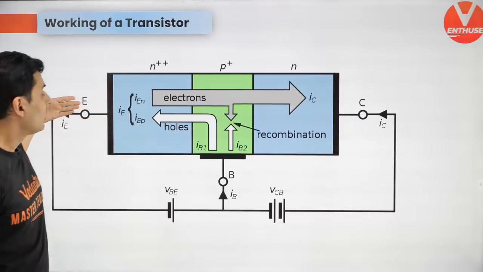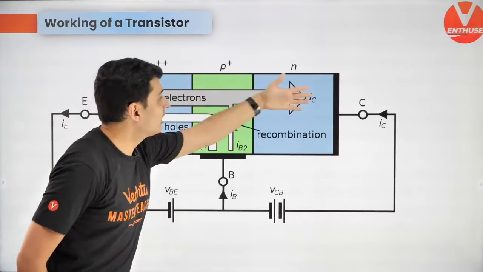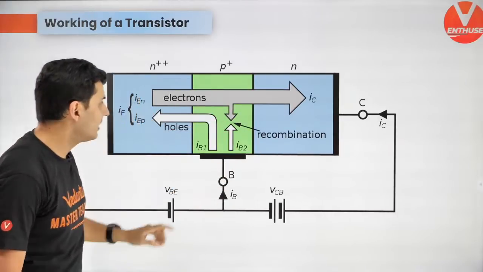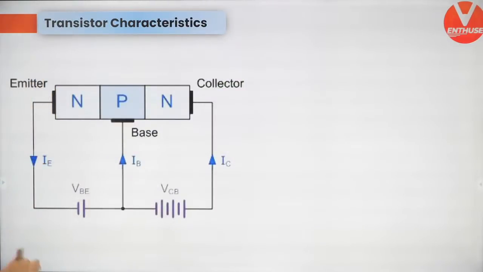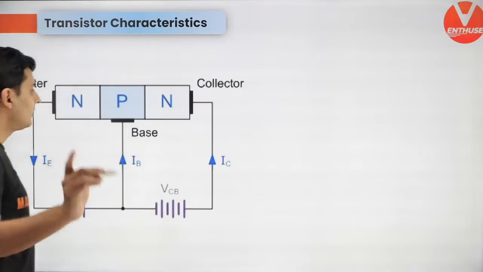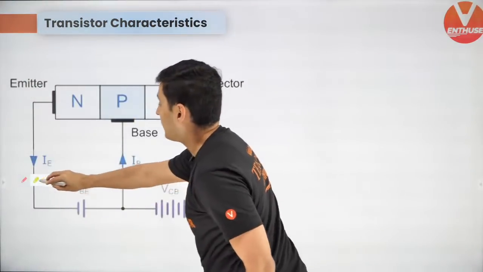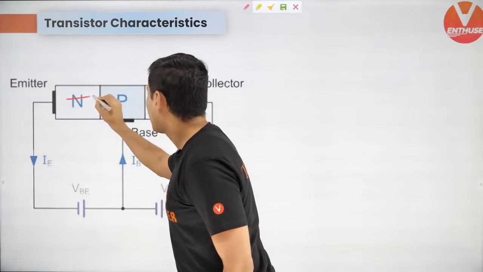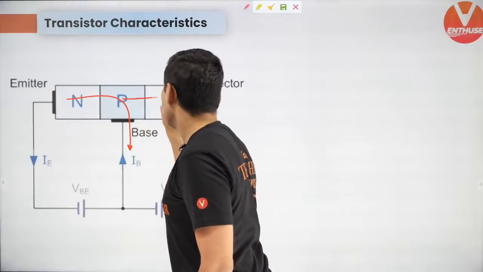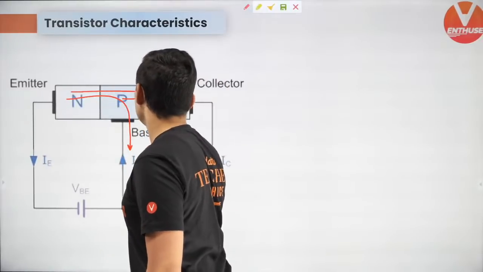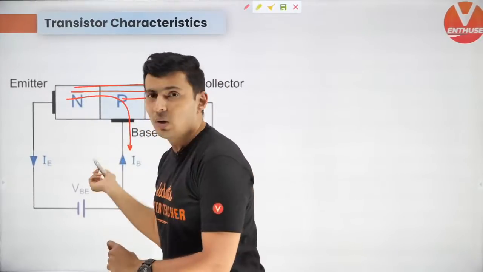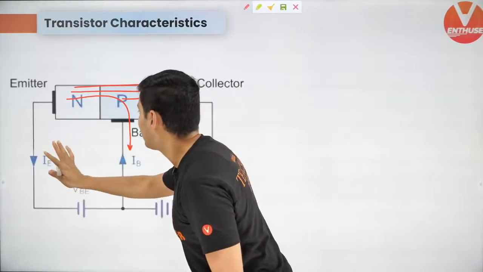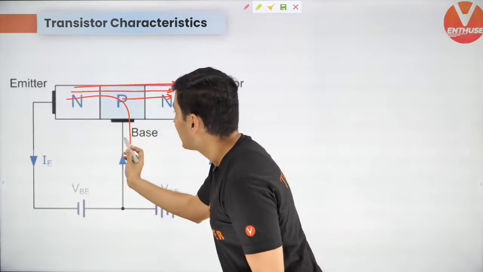So most of the electrons enter the collector, hardly any electrons enter the base. So base current is very small. So coming to the transistor characteristics, let's do this. See, very important guys, if the electrons are going like this and most of the electrons are going like this, electrons are opposite to the flow of the current, conventional current. So that's it. Use that logic.